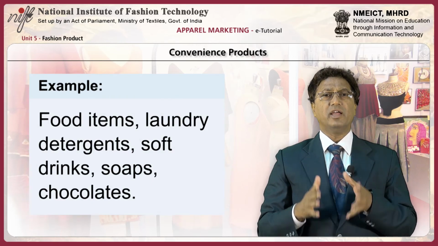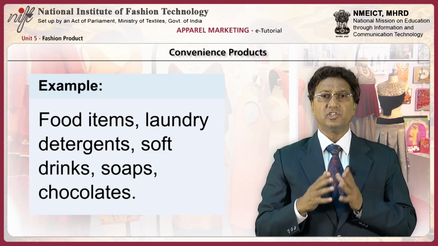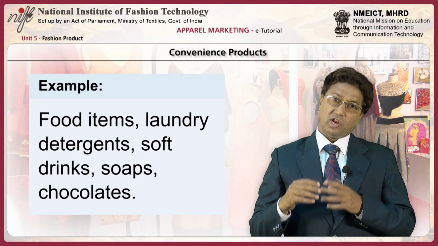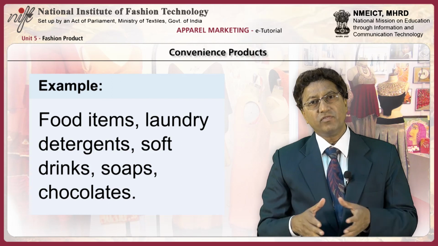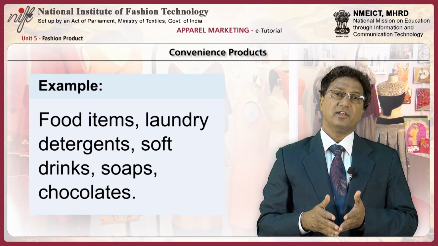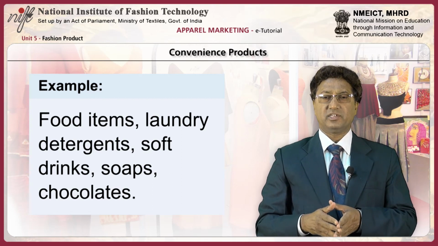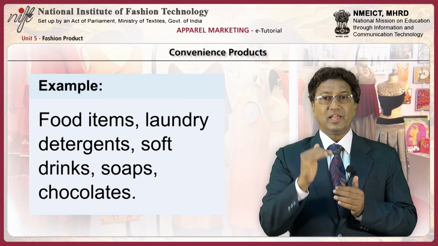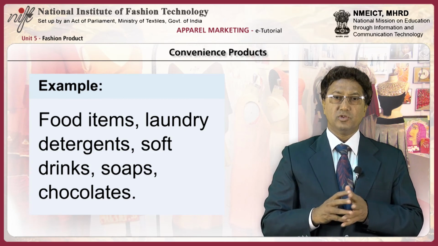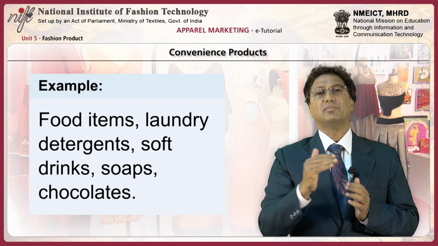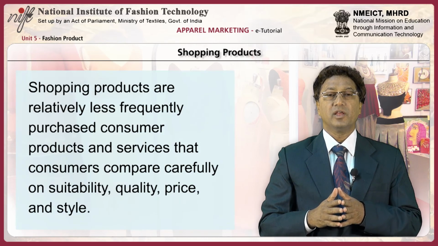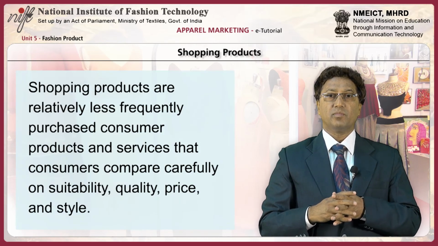For most buyers, convenience goods include many food items, laundry detergents, soft drinks, soaps, chocolates, etc. Convenience products are usually placed in many locations in the store to make them readily accessible for consumers during shopping. Now let's know what shopping products are.